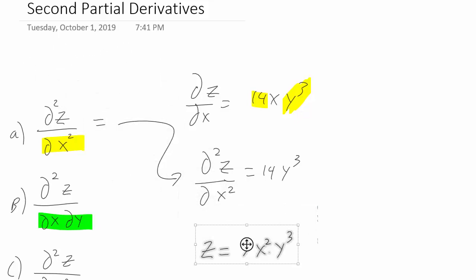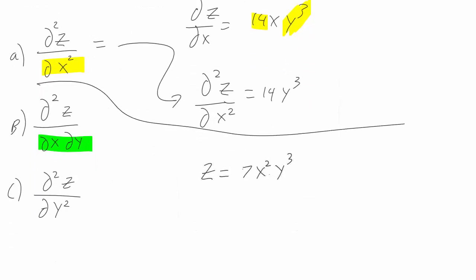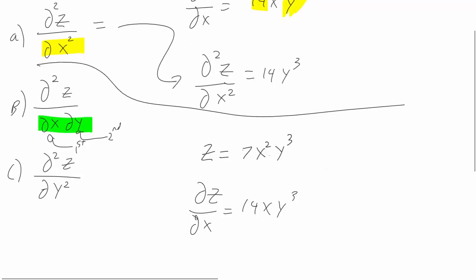All right, so now, next problem. How are we going to do the second derivative of z, first with respect to x, then with respect to y? Now, this is the order. First, you do this one, then you do this one. So how would I do this? Well, I'd say dz dx, the partial derivative of z with respect to x. We already did that problem. It's just 7, 14xy cubed.